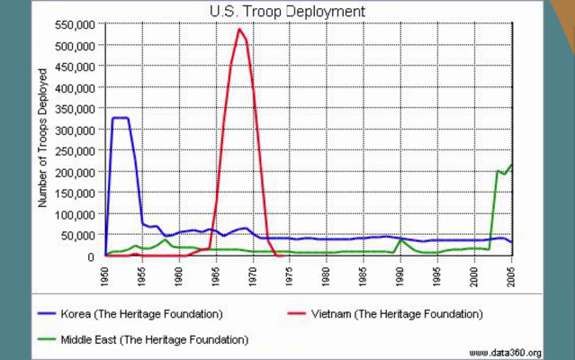You see the red line. It represents U.S. troop deployment in Vietnam. And this chart compares it to deployment in Korea during the Korean War and more recently in the conflicts in Afghanistan and Iraq and the Middle East. So at its height, the U.S. deployment in Vietnam exceeded 500,000 soldiers at any given time on the ground.